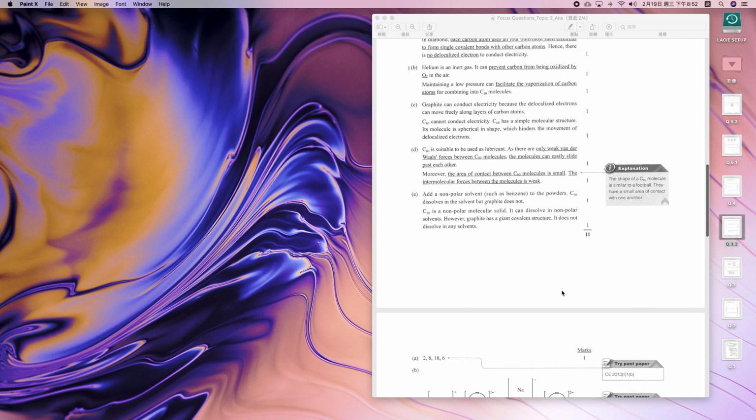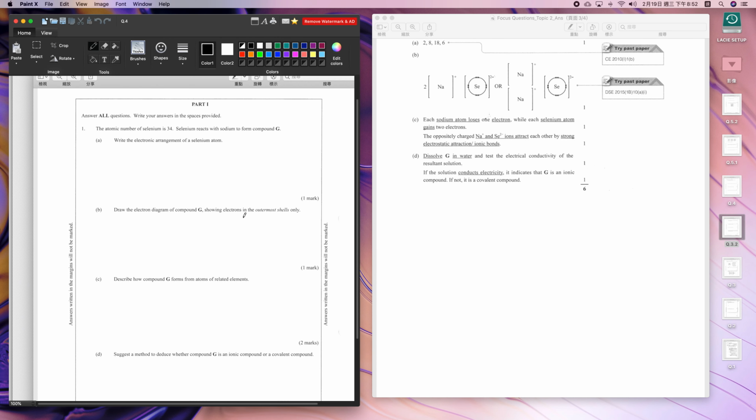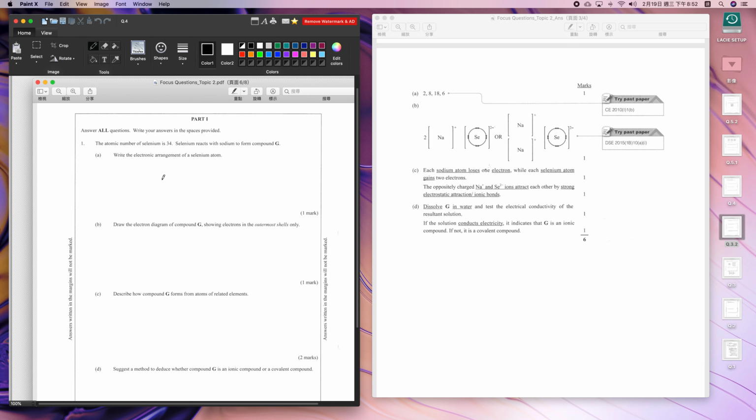Next question. Part A, electronic arrangement of selenium. We should keep in mind the third electron shell can carry up to 18 electrons. And then after you put 2, 8, 18, the number of outermost shell electrons can be calculated by subtracting 2, 8, 18 from 34.